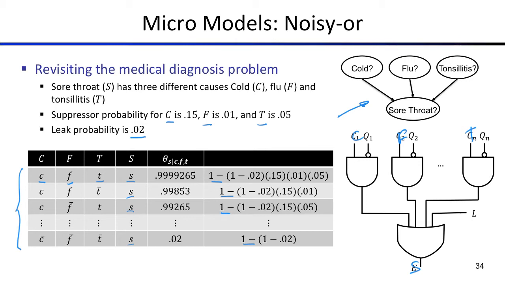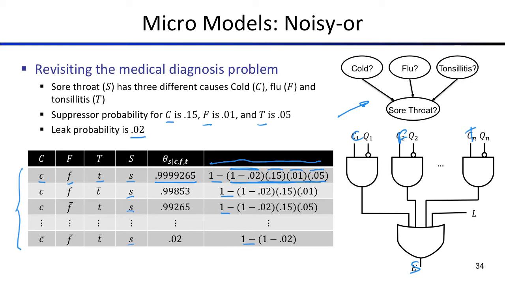And the probability of S being high is 1 minus the probability of S being low. So this is the probability of S being low that we saw in the previous equation. The first term here is the probability of not having the leak variable active, times the probability of having the suppressor variable for each cause. So I need all suppressors to be active. As we expected, this multiplication of all those small numbers is going to be a very small number. So 1 minus this small number is going to be a large number.